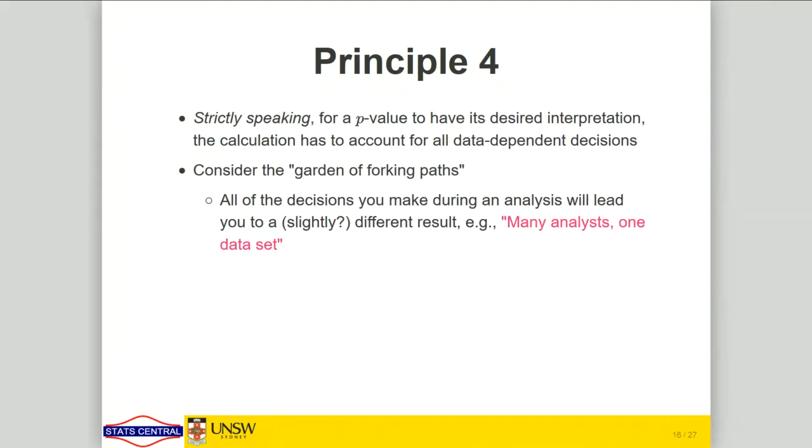You have to make decision A, decision B, and it can lead you in completely different directions depending on what small decisions you make along the way. Who to include or exclude, how to define an outcome variable, and so on. A good example of that is this many analysts, one dataset paper.